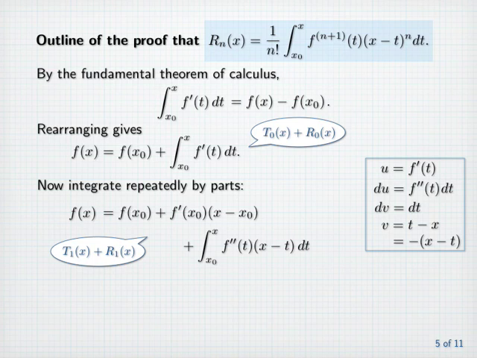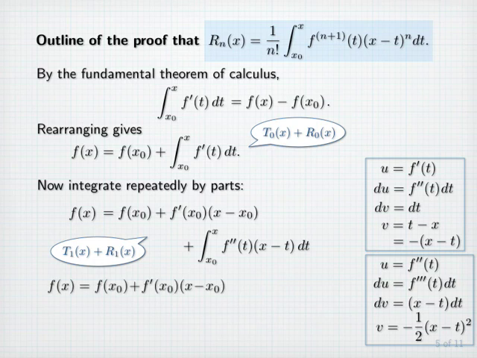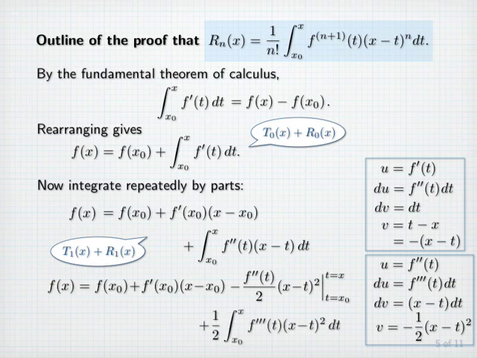Now let's integrate that remainder term using integration by parts again. Let u equal f double prime of t, which makes du equal f triple prime of t dt, and let dv equal x minus t dt, which makes v equal minus 1/2 of x minus t squared. So now we have the same first two terms as before, plus u times v, which is f double prime times minus 1/2 x minus t squared, evaluated between t equals x0 and x, minus the integral of v du, which is plus 1/2 of the integral from x0 to x of f triple prime of t times x minus t squared dt.